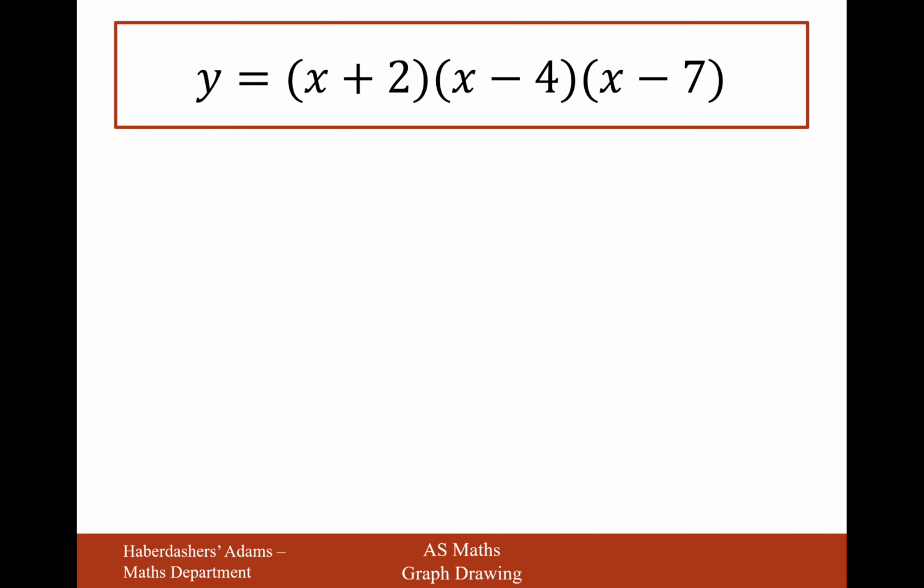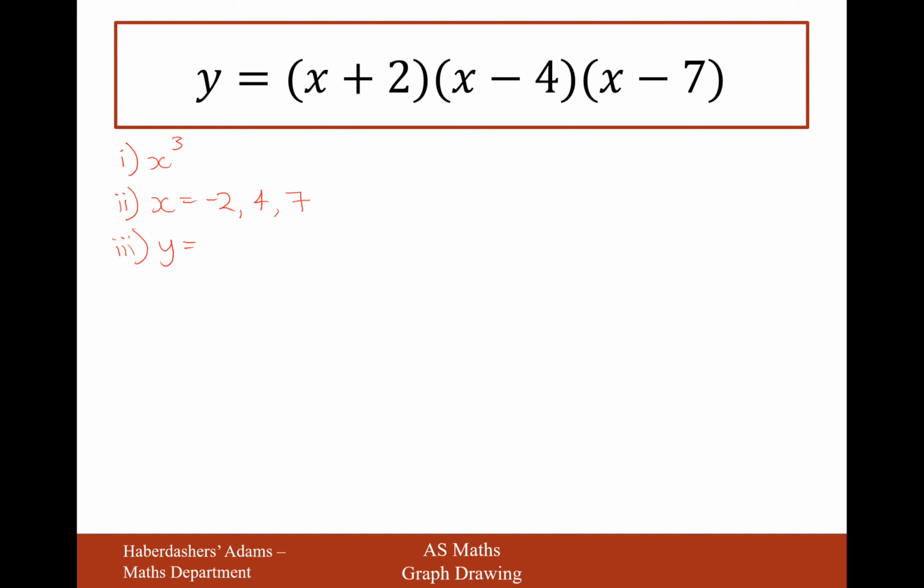Okay, let's move on to the next one then, slightly more difficult. What type of shape graph will this have? Well, it will have an x cubed shaped graph. The next thing we need to know is where it will cross the x-axis, so that will be at minus 2, 4 and 7. Those are the solutions to each of the brackets. And then where's it going to cross the y-axis?